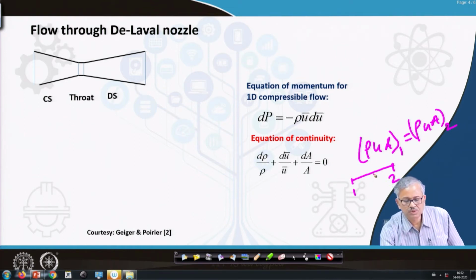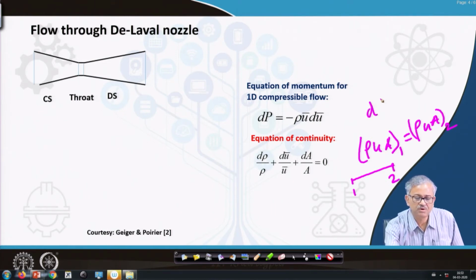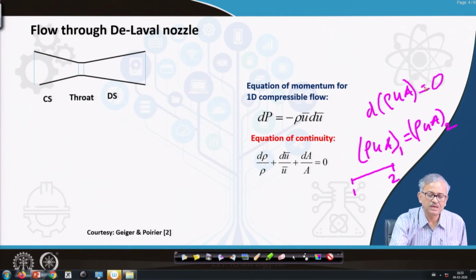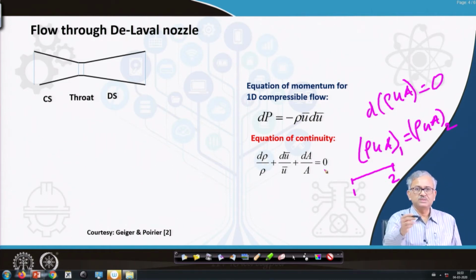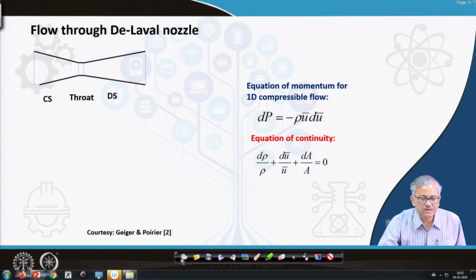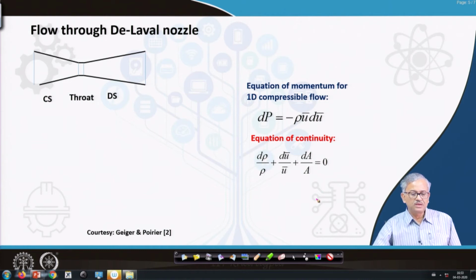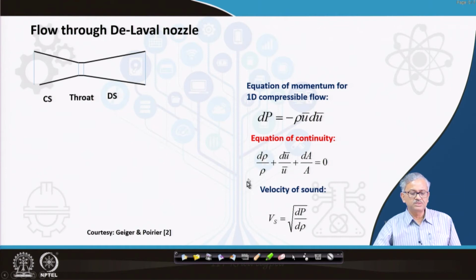So the mass rate at this point should be equal to the mass rate at the other point, because mass cannot be accumulated. That is the continuity equation. Or you can write d of rho uA equal to 0, and if you expand this and divide throughout by rho uA, you will get this thing, because you can just expand. So then this is the continuity equation. And then you can have the relationship: velocity of sound is basically defined as the square root of the rate of change of pressure with density, that is the definition of velocity of sound.